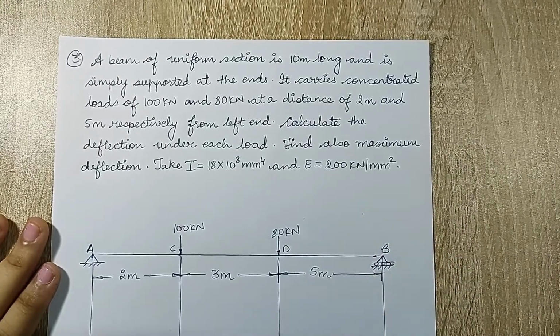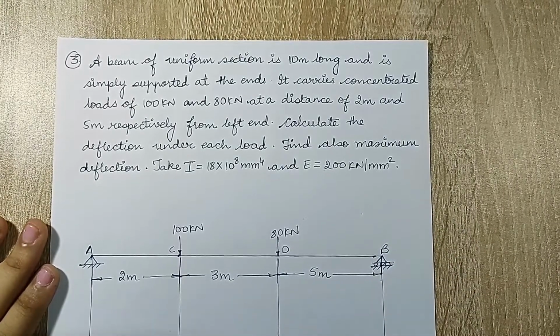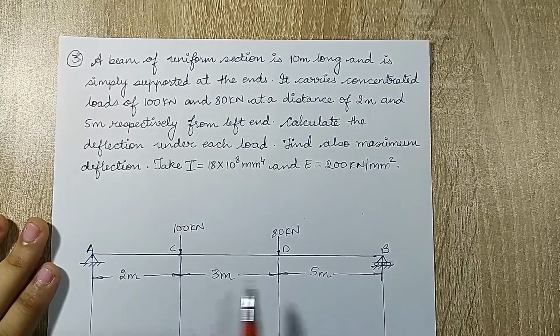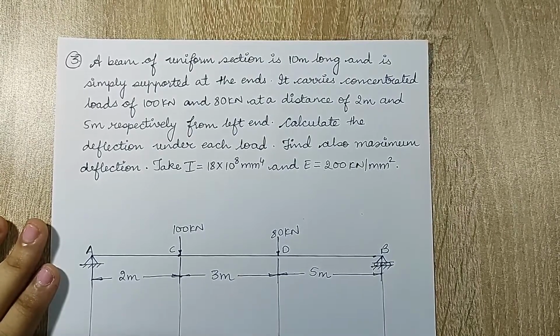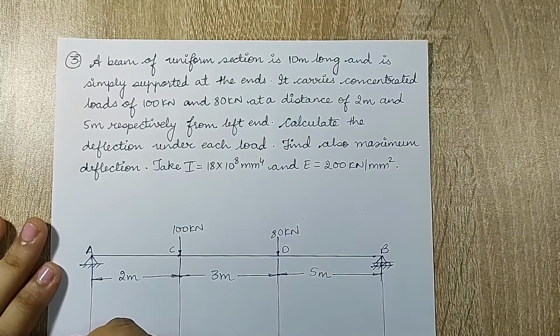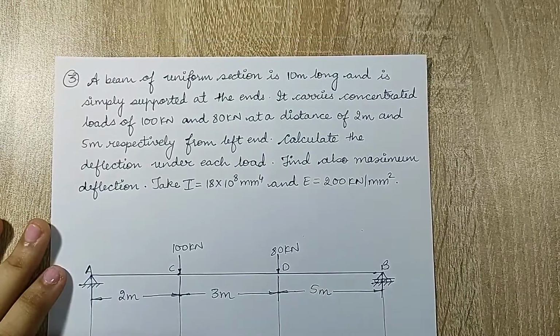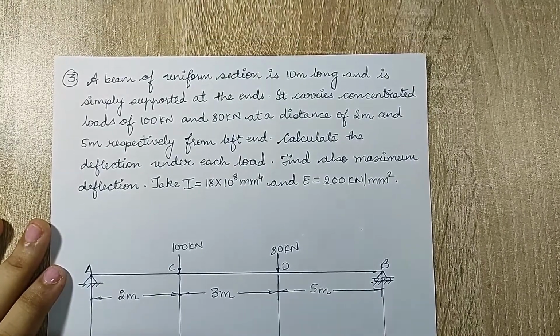So this is my beam given. At A and B there is a hinge and roller respectively. At C and D you can see there is vertical load of 100 and 80 kN respectively, and the distances are also given. So the first thing that I am going to do is draw the FBD. At point A there is a reaction VA.